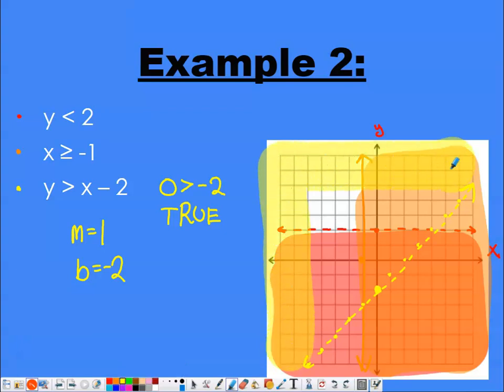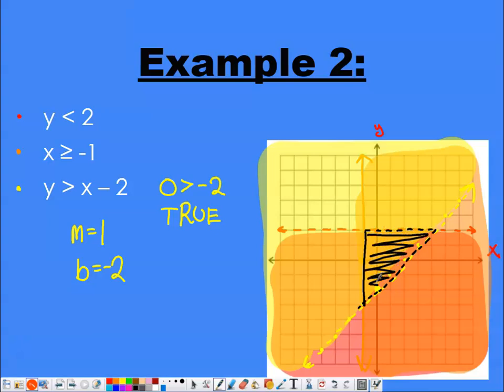And then we're looking for what is that common shaded region. If you look, the common shaded region is that little triangle right in the center. So it is this region right here. I'm going to re-highlight those dashed lines. We have the solid line right here. And then I'm just going to go ahead and shade this region right here. That is the solution to that inequality.